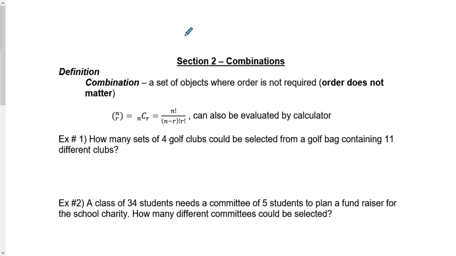So we talk about combinations in our section 2, which is a little bit different than a permutation, because overall, a combination is just a set of objects where the order is not required. In other words, order does not matter, which is different than what a permutation is. The biggest difference is that a combination eliminates any kind of permutation that would look identically the same.